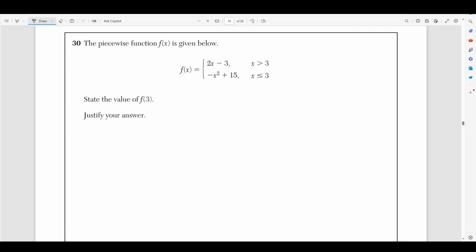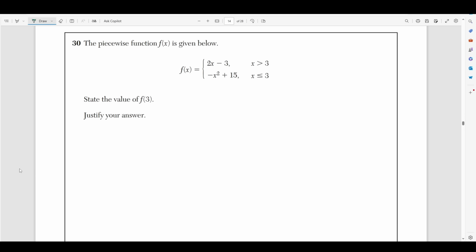So moving on to number 30, it says the piecewise function f of x is given below. It says f of x is equal to 2x minus 3 when x is greater than 3, and f of x is equal to negative x squared plus 15 when x is less than or equal to 3, right? So we need to find this and we need to justify our answer. Cool. So what is a piecewise function?